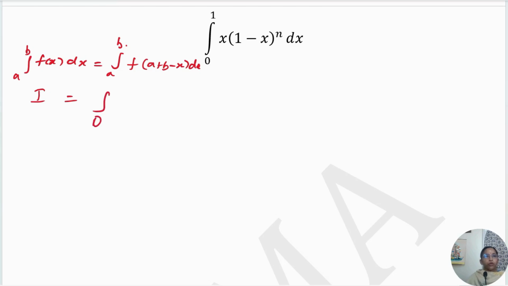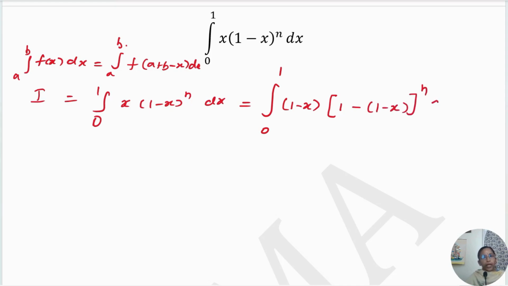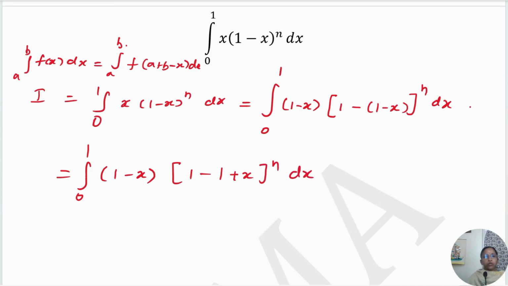So integration 0 to 1 x into 1 minus x to the power n dx can be written as 0 to 1, x will be 1 minus x, and within this, 1 minus x will again be 1 minus x to the power n dx. Using the property we are writing like this. So 0 to 1, 1 minus x, and within the square bracket you take minus inside. So 1 minus 1 plus x to the power n dx. So 1 will get cancelled, so x will be there. So integration 0 to 1, 1 minus x into x to the power n dx.